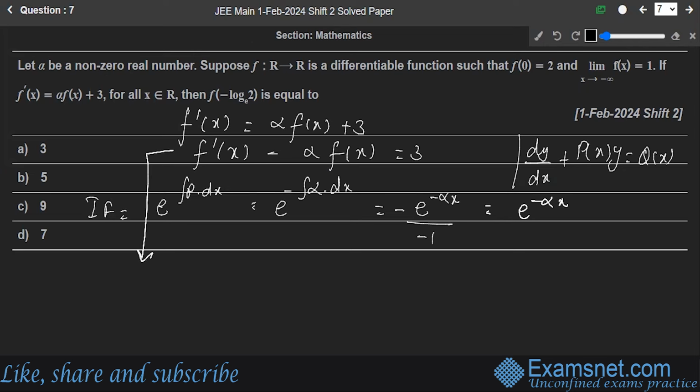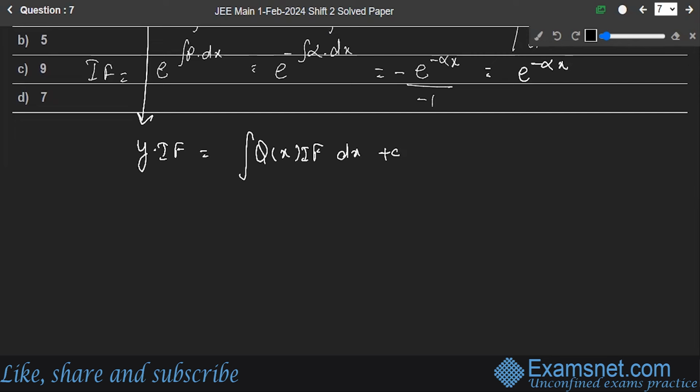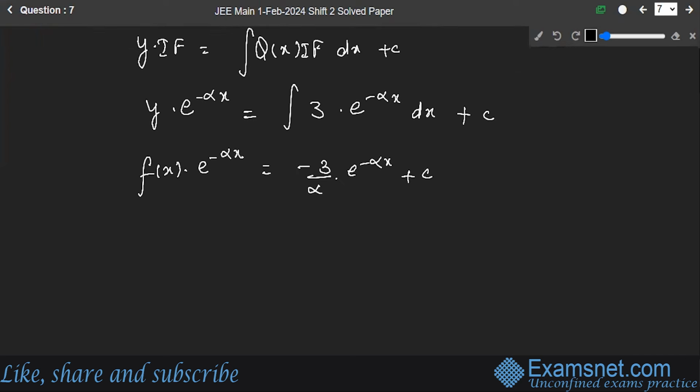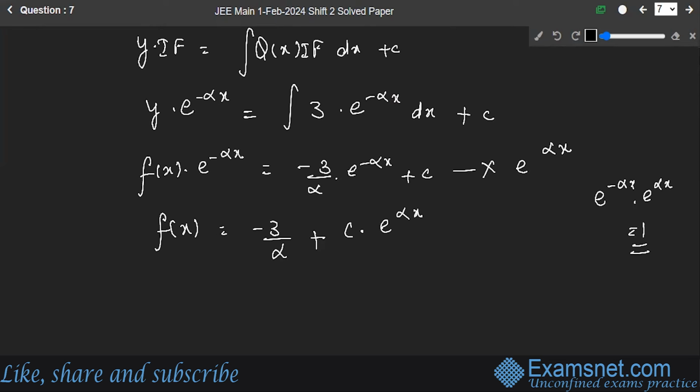Now the solution for this equation will be given by y into integrating factor is equal to integral of q(x) into integrating factor dx plus c. So you have y into e raised to power minus alpha x is equal to integral of 3 into e raised to power minus alpha x dx plus c. This will be equal to minus 3 upon alpha e raised to power minus alpha x plus c. This is your f(x) into e raised to power minus alpha x. Multiplying both sides by e raised to power alpha x, you will have f(x) is equal to minus 3 upon alpha plus c into e raised to power alpha x, because e raised to power minus alpha x into e raised to power alpha x, the product of both of them, is equal to 1.